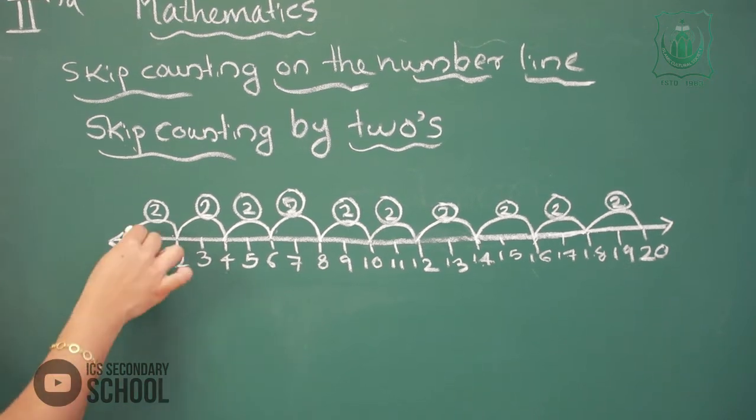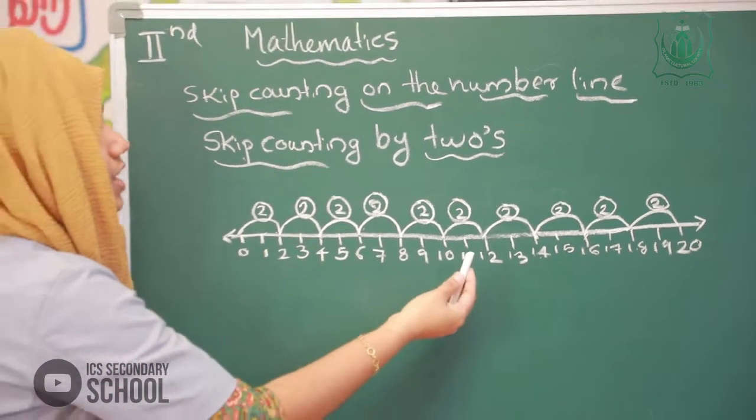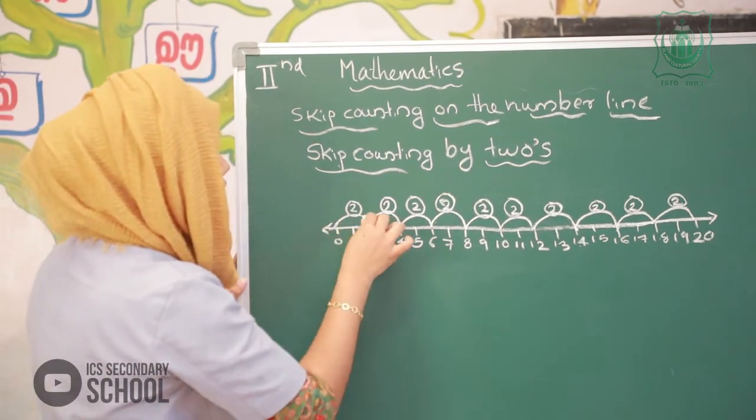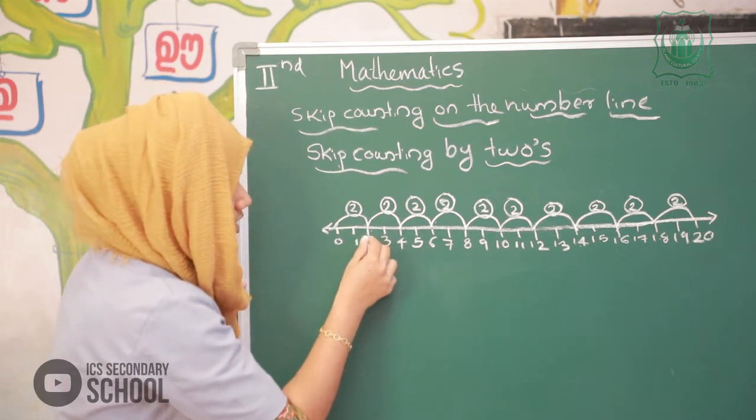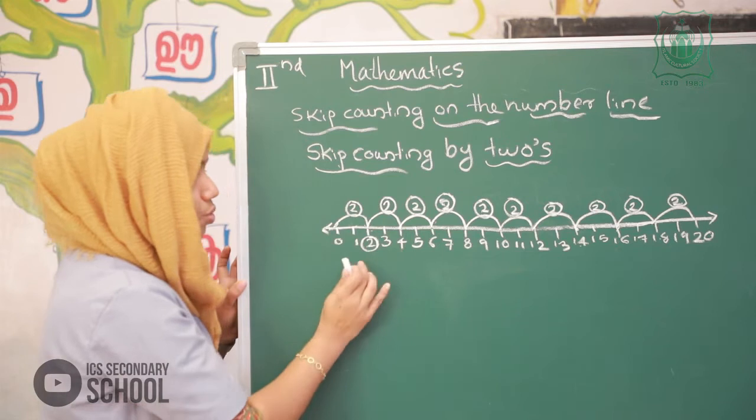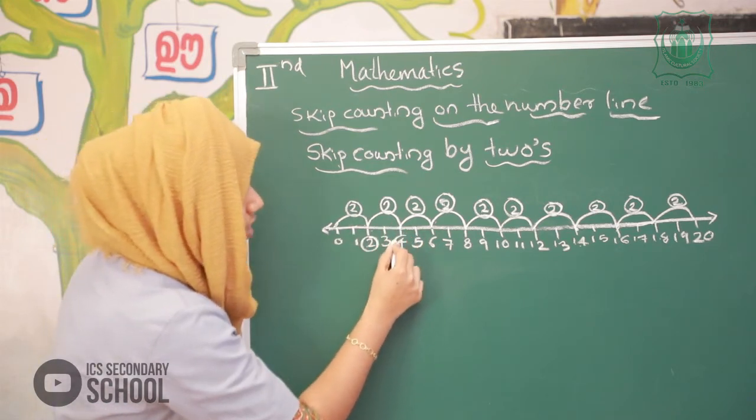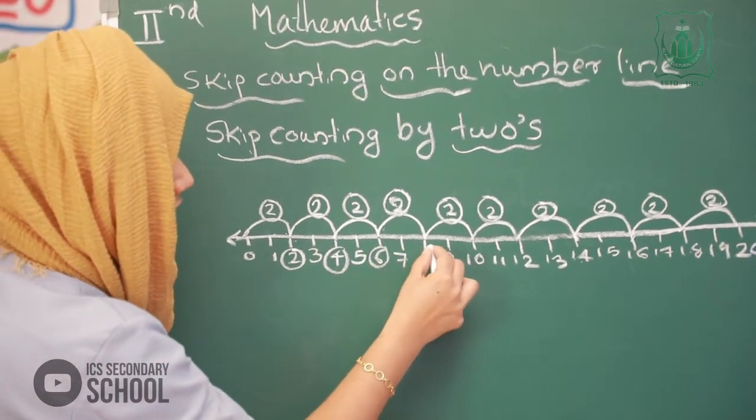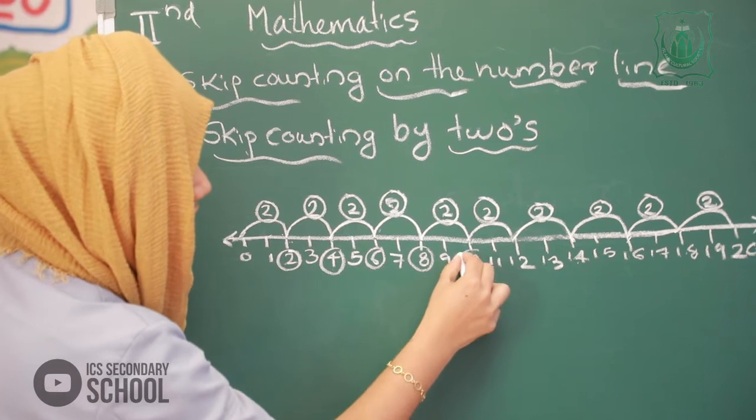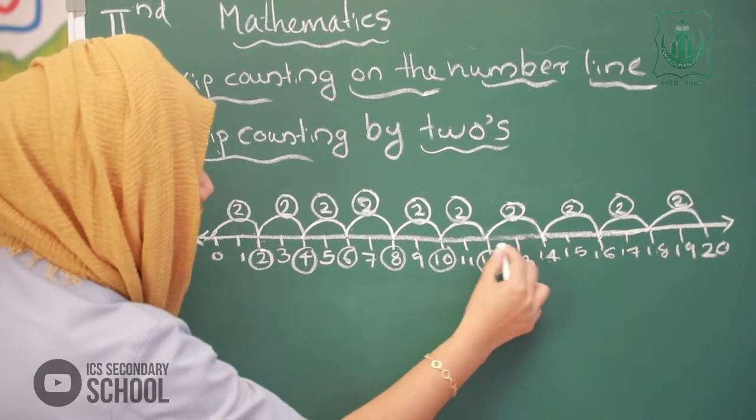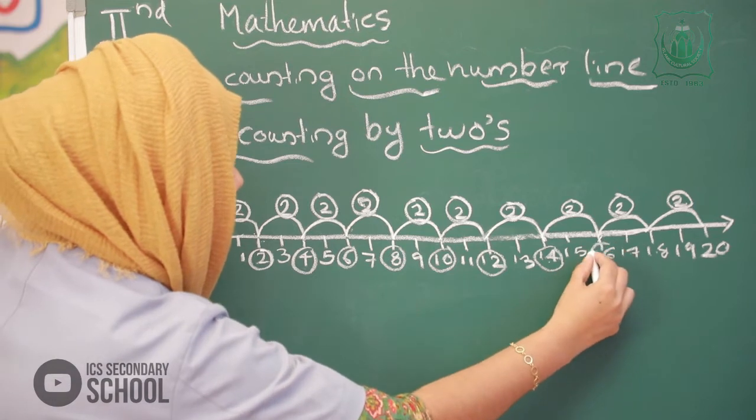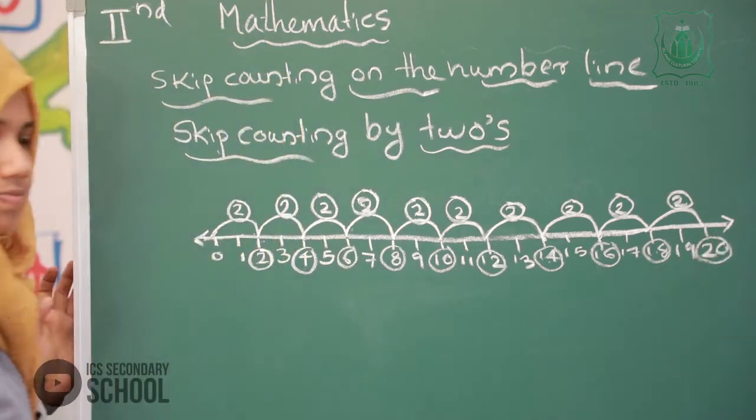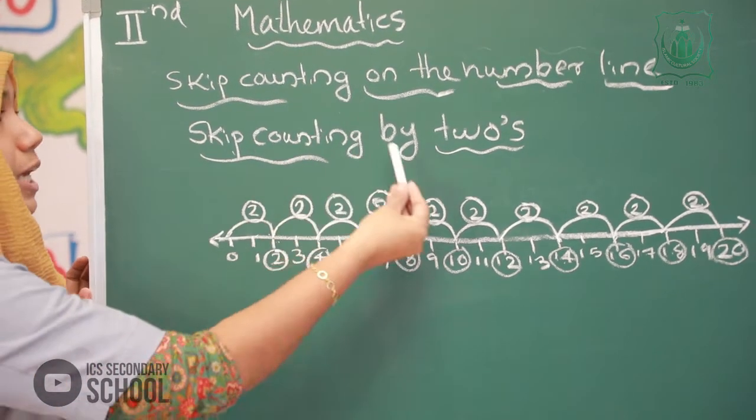There is a regular interval in skip counting. From 0 to 2, skip counting by 2, we get 2. Then the number 4. Next 6, 8, 10, 12, 14, 16, 18, and at last 20. Is it clear? This is skip counting by 2.